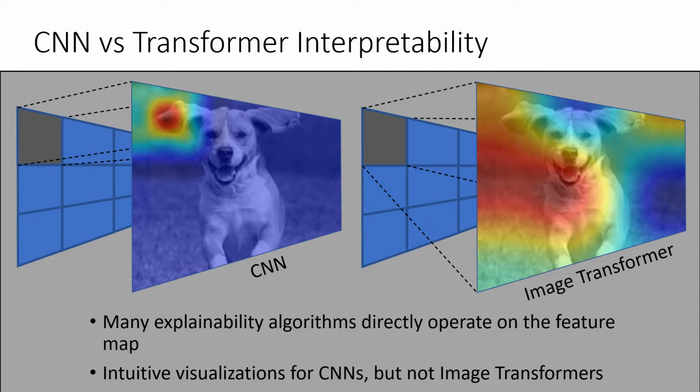For image transformers, the global attention operations mean that the source of information from a given spatial feature can be traced back to theoretically anywhere in the input image, as shown here on the right. This makes generating intuitive visualizations challenging.